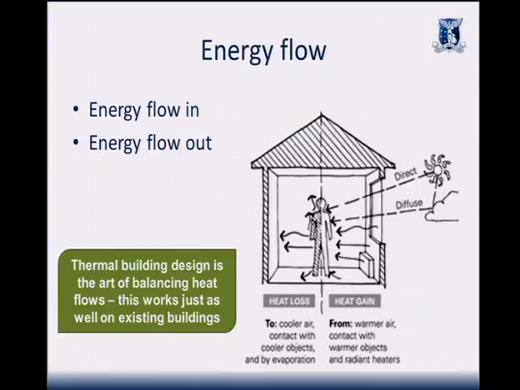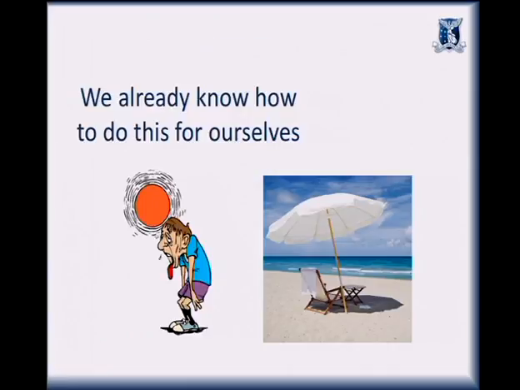Now, the little green box there talks about being a balancing of active heat flow. So it's pretty common in Melbourne to be trying to reduce heat flow in during the day and reduce heat flow out during the night. And that needs different strategies or solutions to a degree. But the thing is, we already know how to do this.